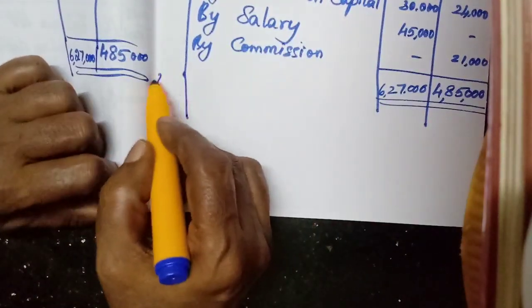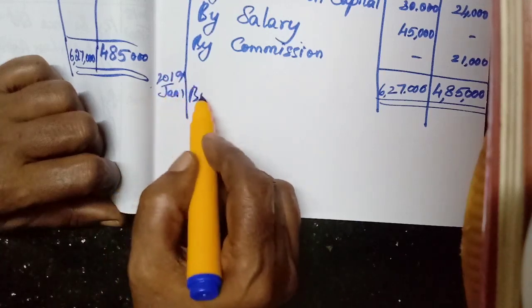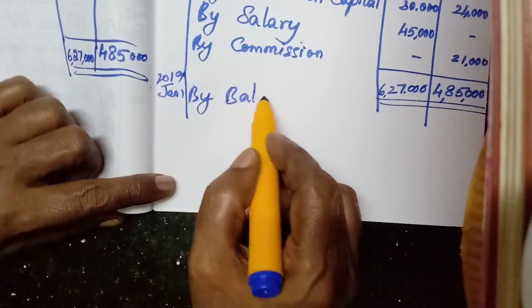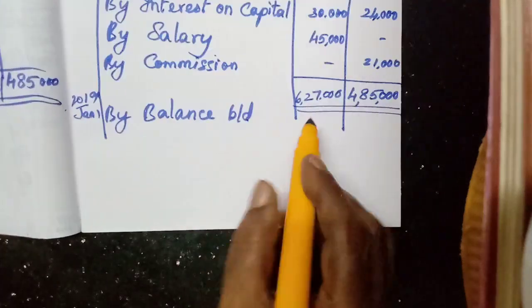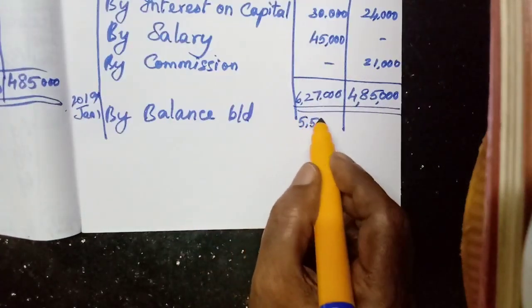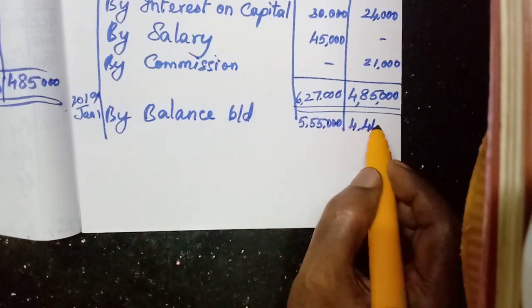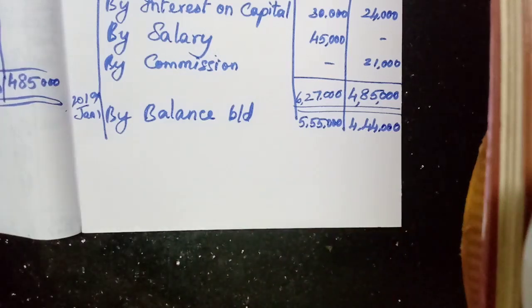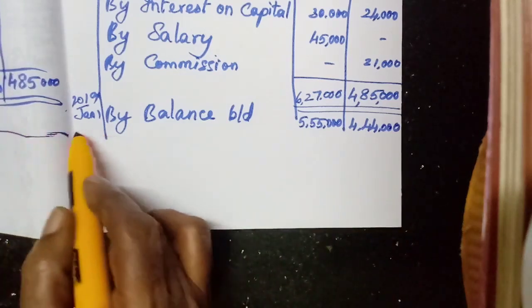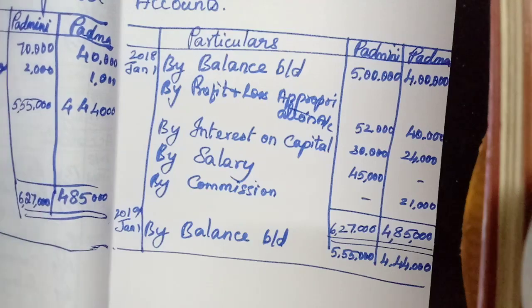Okay, next year 2019 January 1, by balance brought down 5,55,000, 4,44,000. Okay, so one problem is over. Okay, then the next heading only we have to learn.